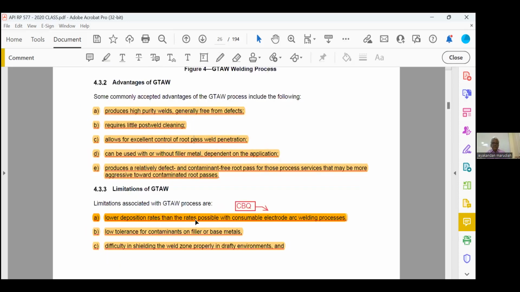Lower deposition rate than the rates possible with the consumable electrode arc welding. This is the lowest deposition rate, least deposition rate. That is a closed book question.